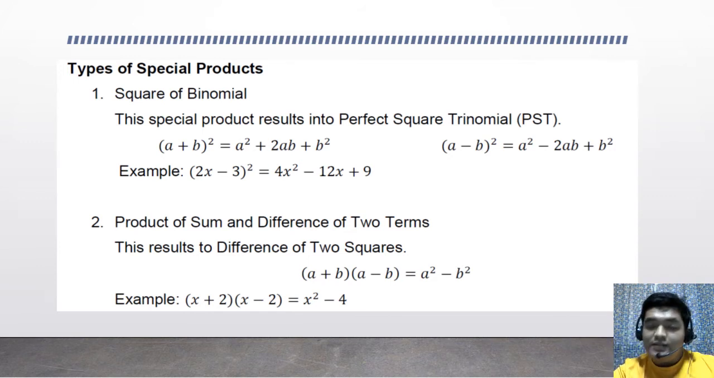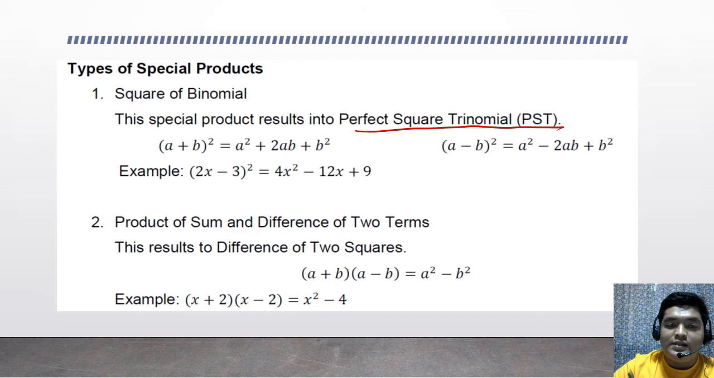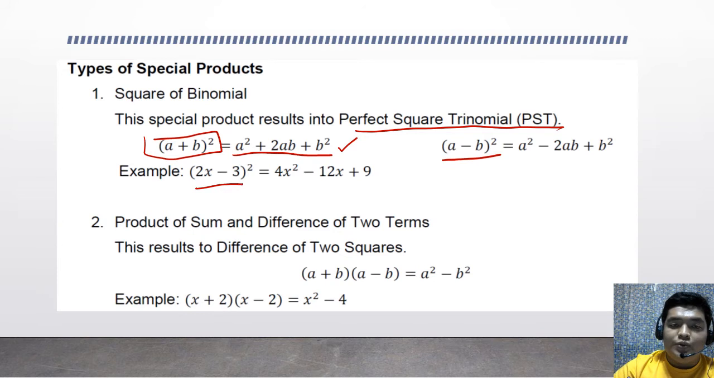We already discussed this, no? First is the square of a binomial. So this special product results in a perfect square trinomial, or the PST. So if this one, it means that a squared plus 2ab plus b squared. Okay, that's the formula, no? Then if a minus b, that is a squared minus 2ab plus b squared. For example, we have the quantity 2x minus 3 squared.